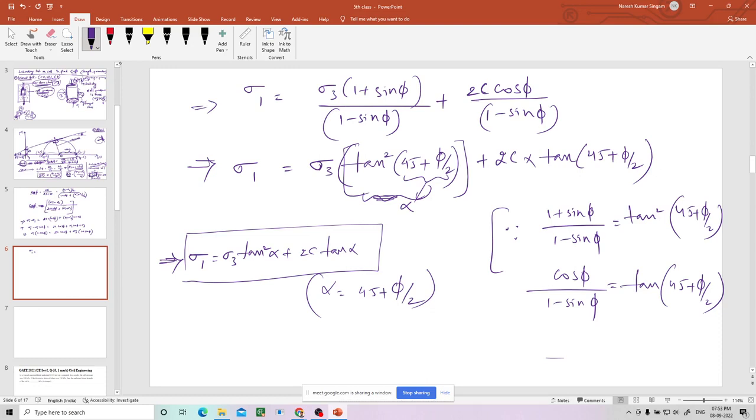Now I will derive these two also, but I will derive these two in the next class. Before that we will solve one problem in this class.